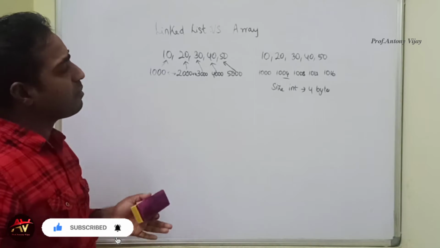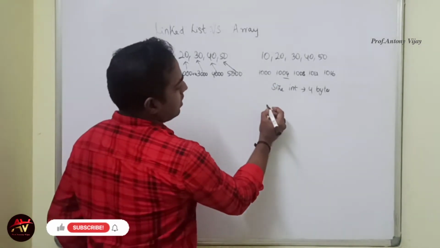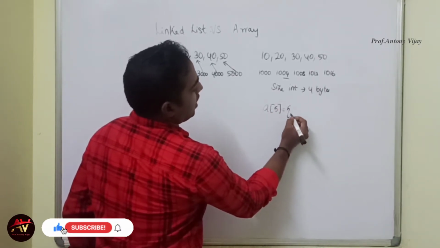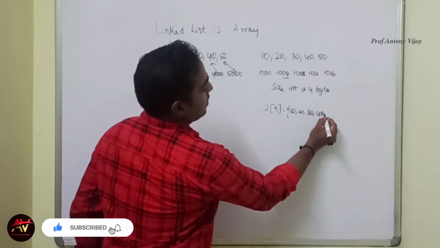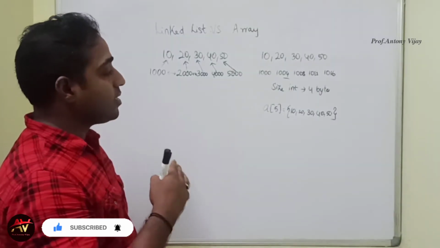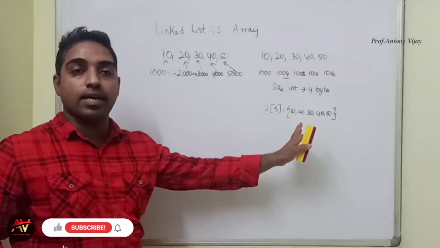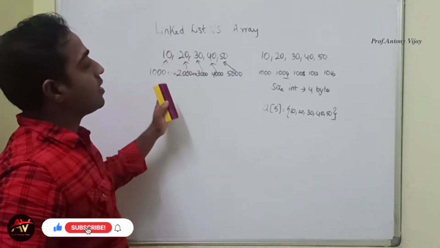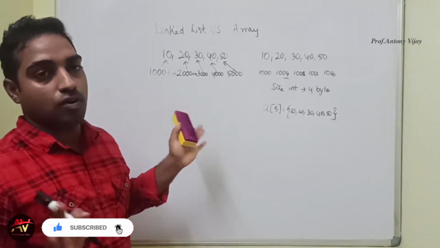At the same time, in an array the size is fixed. For example, if I mention a of 5, we can have only 10, 20, 30, 40, 50. We cannot have a sixth element. If I add the sixth element, it will throw an error. The name of the error is array index out of bounds. But in linked list, it's not like that. It is unlimited. We can have a lot of elements.